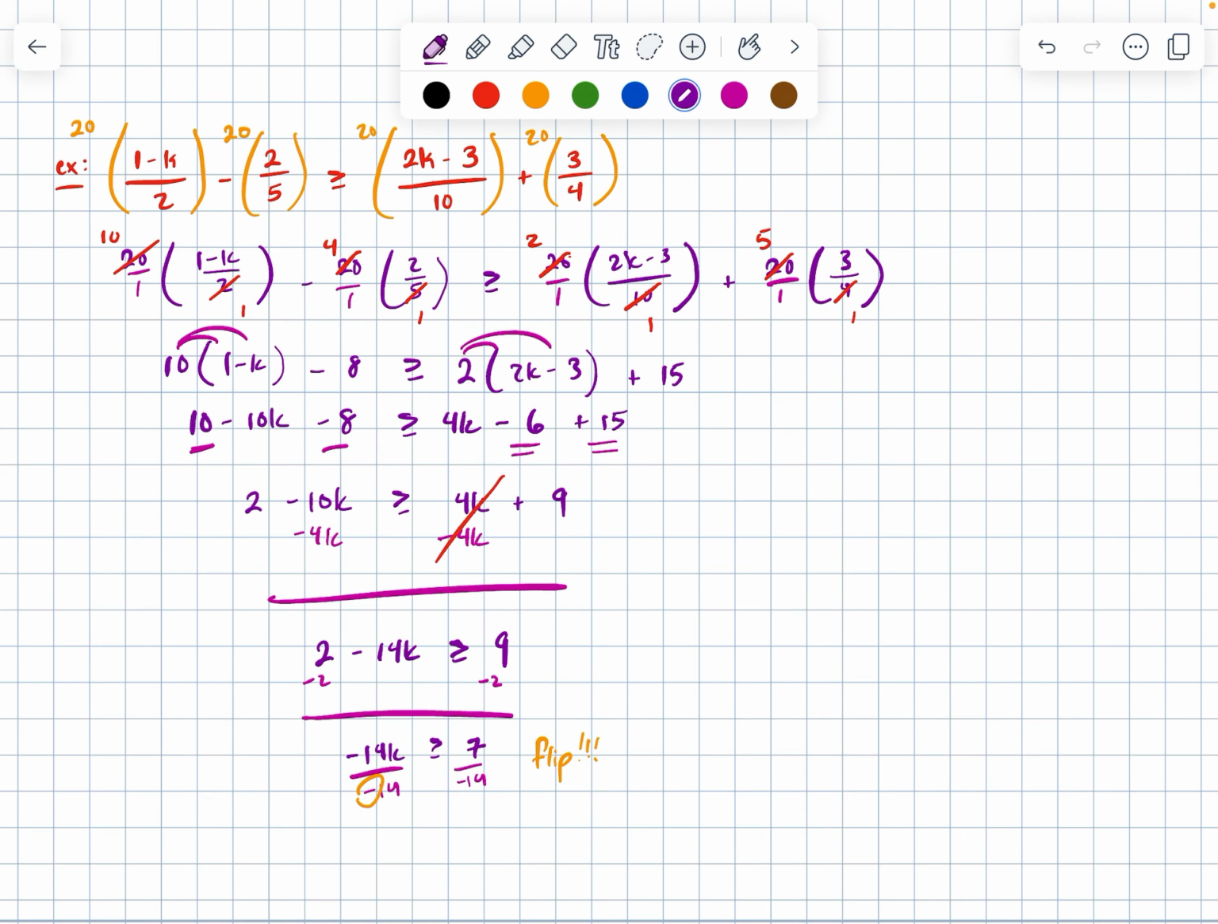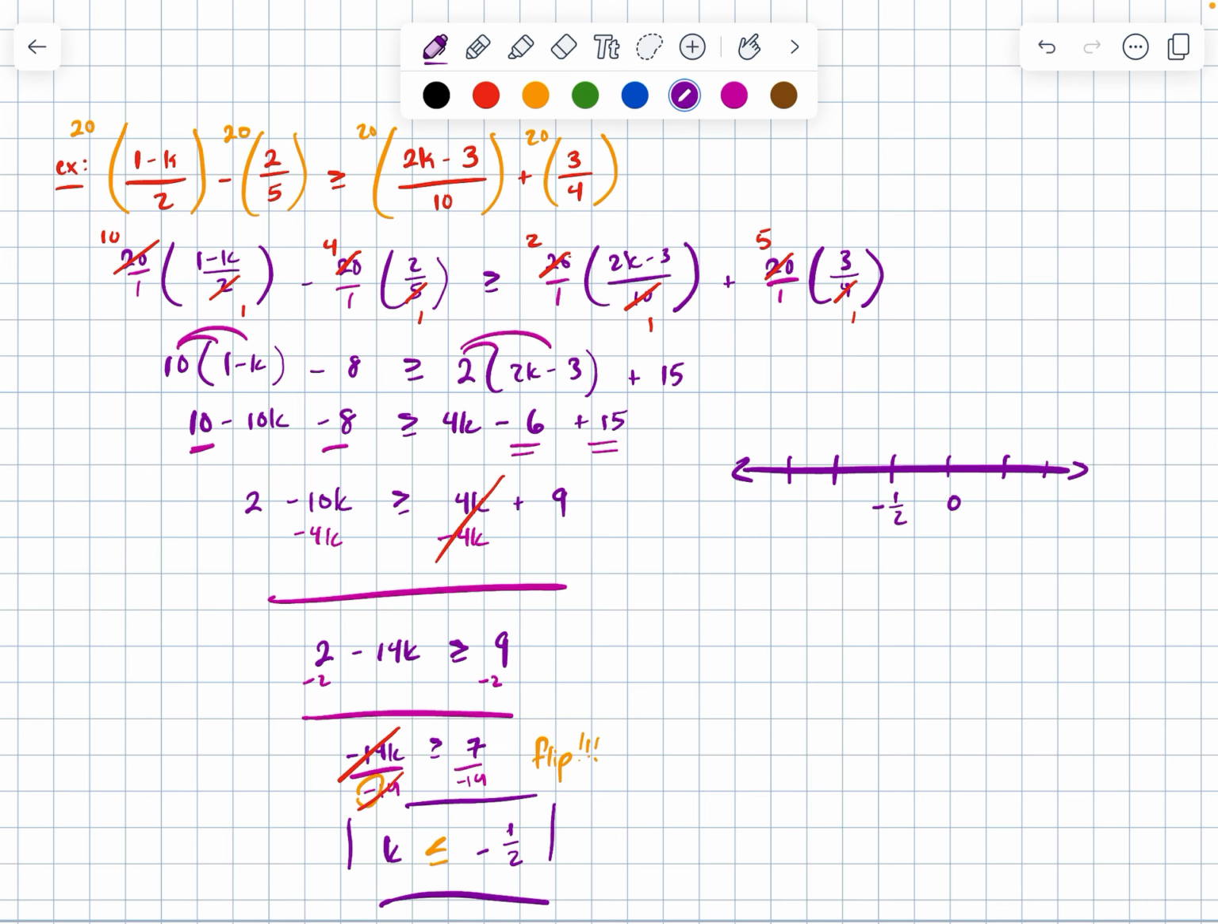So I'm going to flip my sign, and then on the left side, negative 14 divided by negative 14 just leaves me with k. Flip my greater than or equal to a less than or equal to, and 7 over negative 14 reduces to negative 1 over 2. In this case, it just so happened that I have a whole bunch of graphs that happen to be less than or equal to. That's totally fine. So here, I need to plot negative 1/2. That's the most important number.